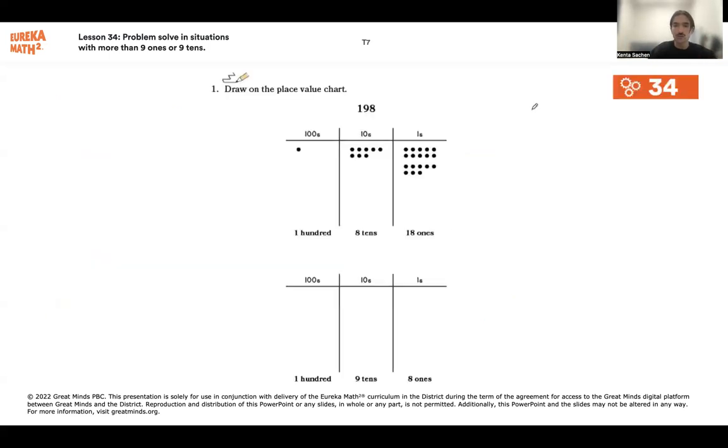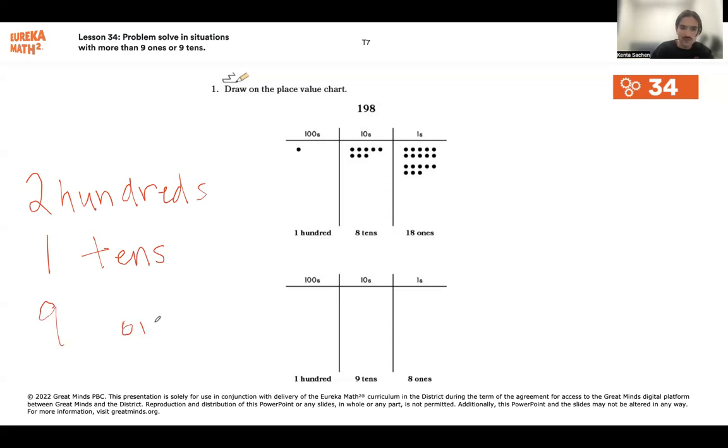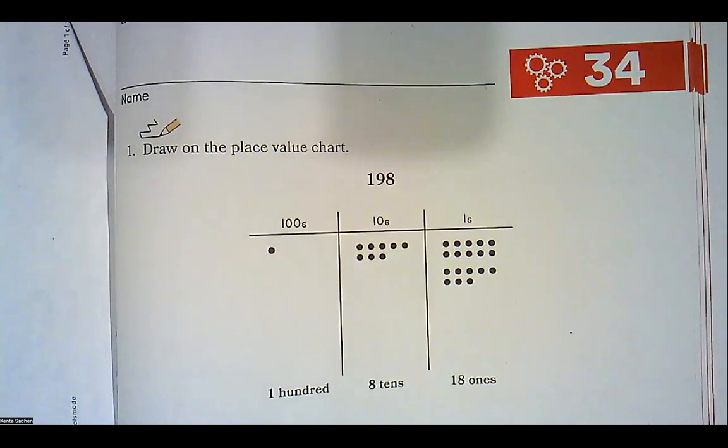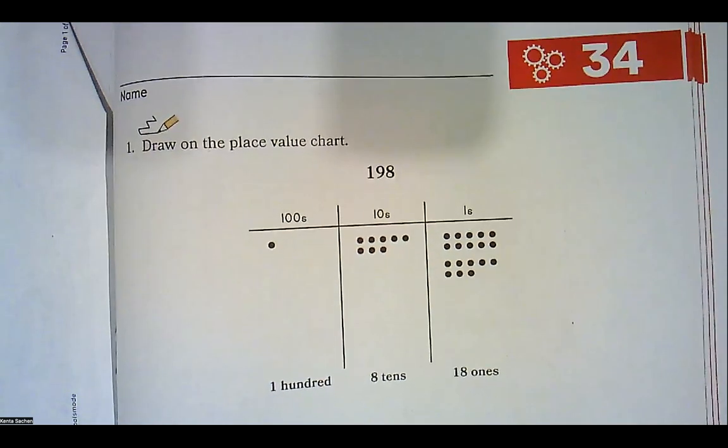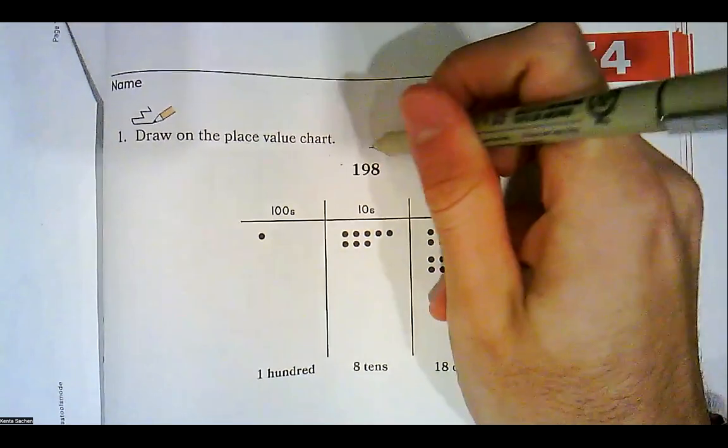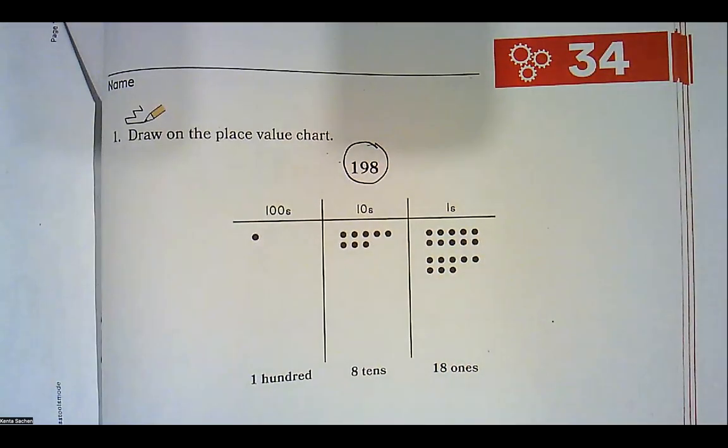Okay, now let's take out our workbooks. And I want you to open to this page here. Please open to the page with 2 hundreds, 1 tens, and 9 ones. This is what you should be seeing on page 219, right? And we're going to be making this number 198.